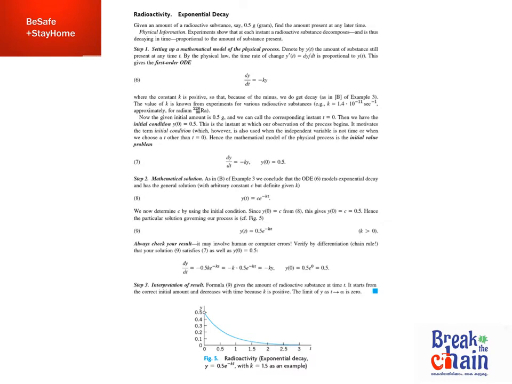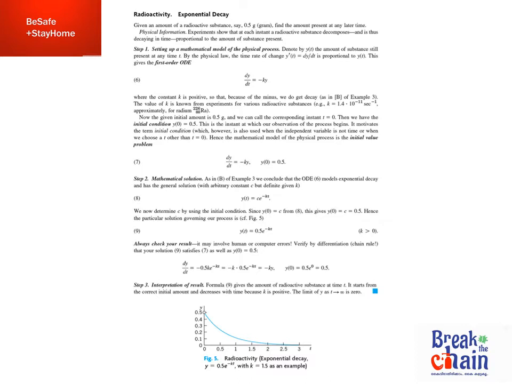And another example is radioactive decay, radioactivity. Here this can be considered as a problem, and this can also be considered as an example for a modeling process. Given an amount of radioactive substance, say 0.5 gram, find the amount present at any later time t. So this is our problem. We have a radioactive substance having some mass, and we have to find its mass after some time.